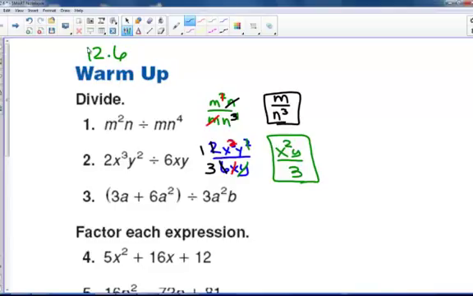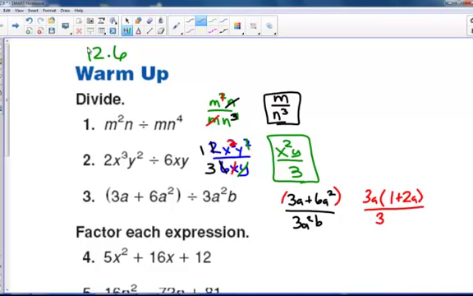Number 3, we have on the top 3a plus 6a squared. On the bottom, 3a squared b. Now the top is linked. We can take a greatest common factor out of that, which is 3a, and then we'd be left with 1 plus 2a. Now that the greatest common factor is out front, the top part that you took out does not have a plus, so we can cancel the 3's and we can cancel one of the a's. So our final answer is 1 plus 2a over a b.